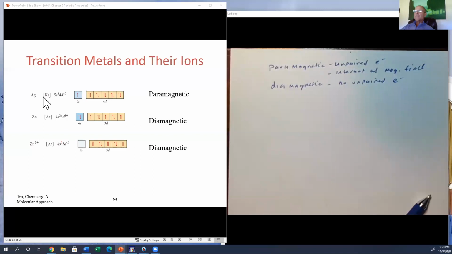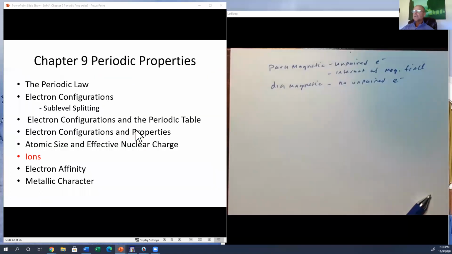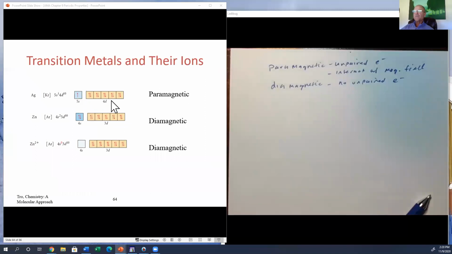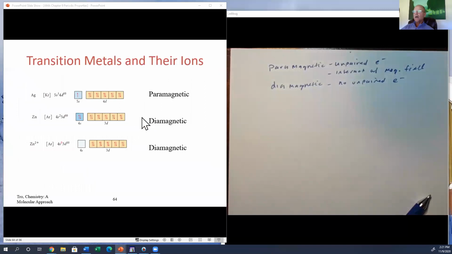So here we have the electron configuration for silver. Remember, silver was one of those exceptions to the way you normally fill. We might expect silver to be 5s2, 4d9, but in fact, that's not what silver is. It is 5s1, 4d10. Because it has an unpaired electron, it is paramagnetic. Zinc is right here, so it has an argon core, 4s2, 3d10. All of its electrons are paired and it's diamagnetic.